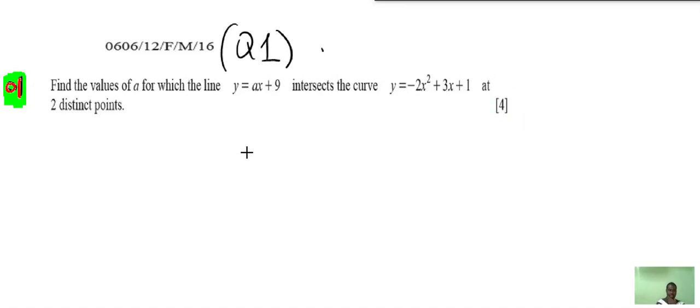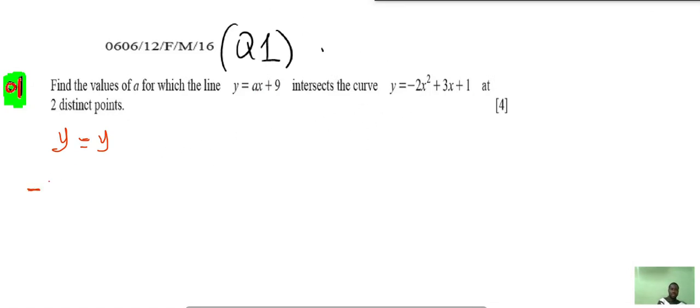Find the values of a for which the line y equals ax plus 9 intersects the curve y equals negative 2x squared plus 3x plus 1 at two distinct points. Okay, now because we have two values of y given, y equals ax plus 9 and y equals this value, first is to equate y equals y. So I started already the solution. Not necessarily I start from here, start from anywhere convenient. So I can write this value of y first, as you wish.